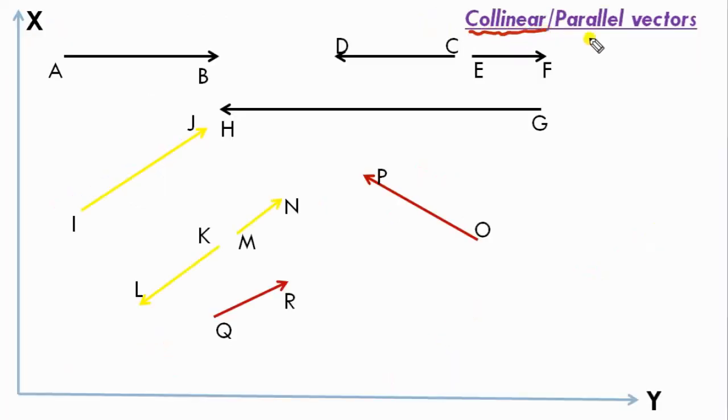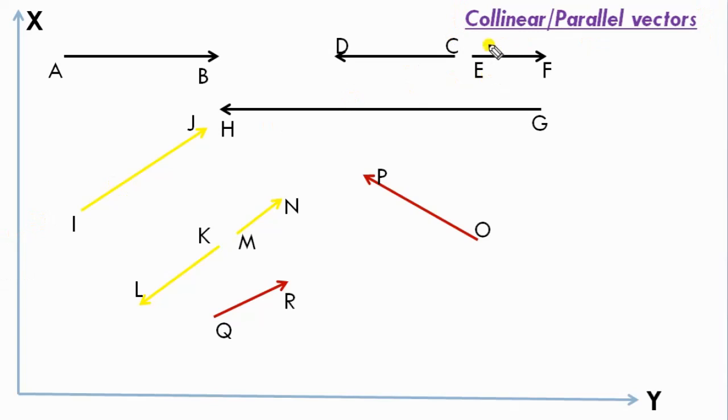Let's talk about collinear or parallel vectors. Remember, when it comes to vectors, the word collinear and the word parallel have the same meaning. That means it makes no difference whether you call two vectors collinear vectors or two vectors parallel vectors. You are conveying the same meaning. Both the statements have the same meaning.